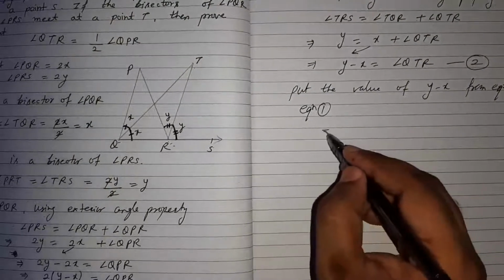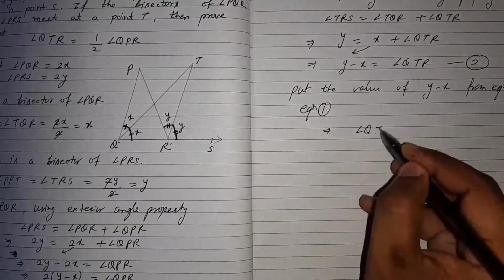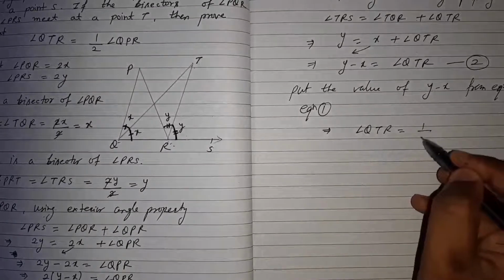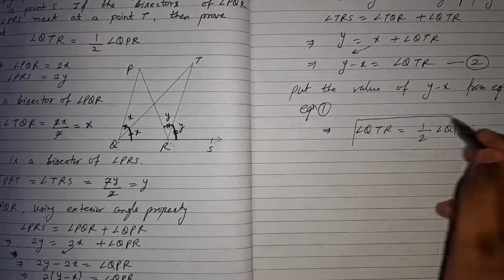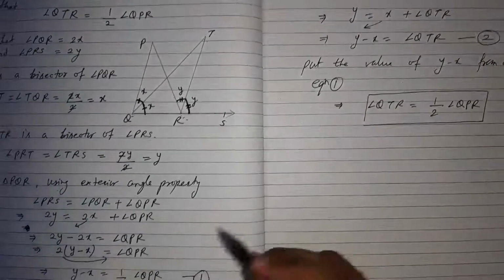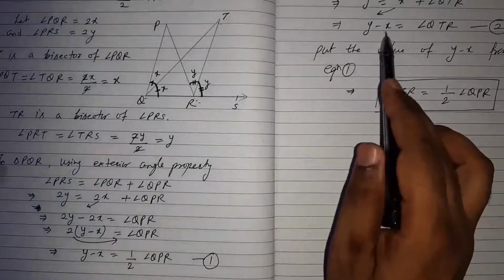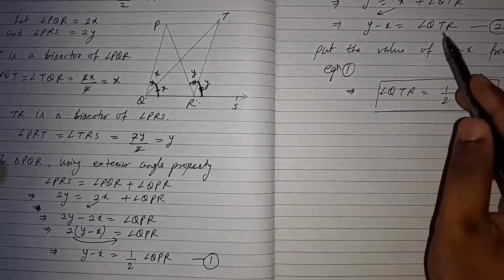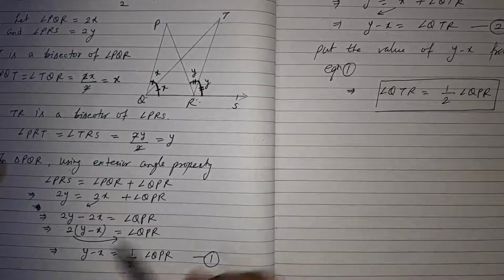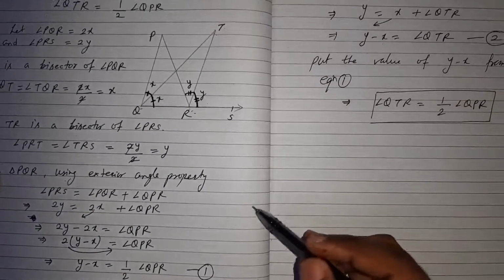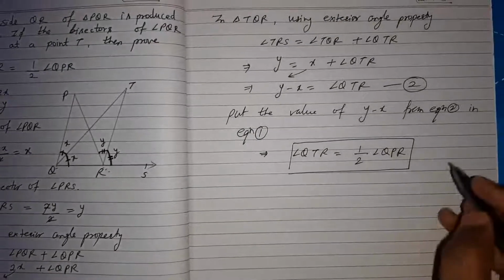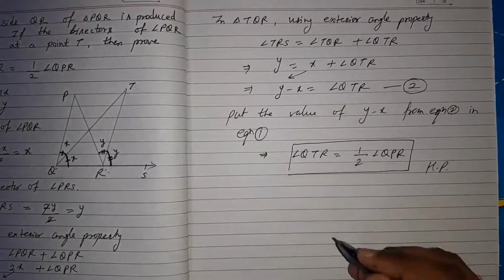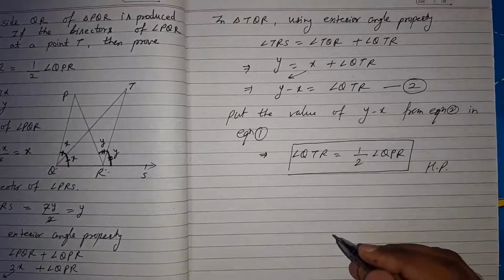So it will be angle QTR is equal to half of angle QPR, because the value of y minus x is angle QTR, so we have replaced this value by angle QTR. So angle QTR is equal to half of angle QPR. Hence proved. So I think this question is clear to all of you.